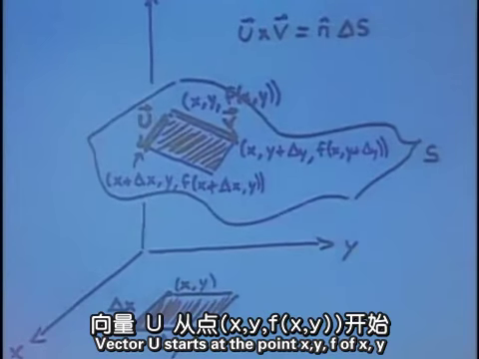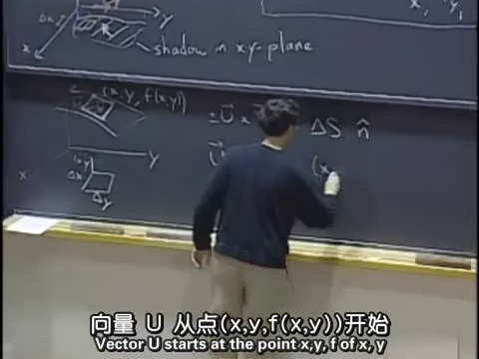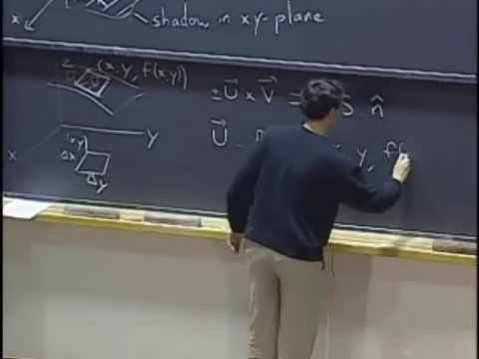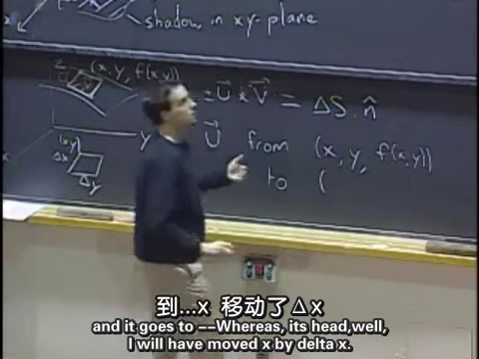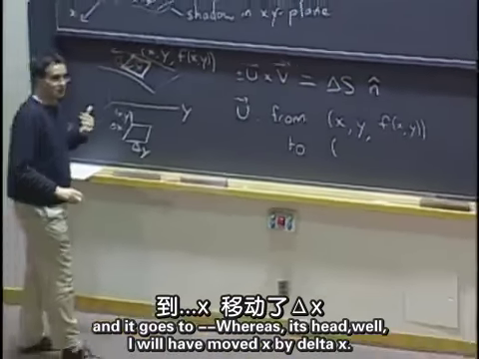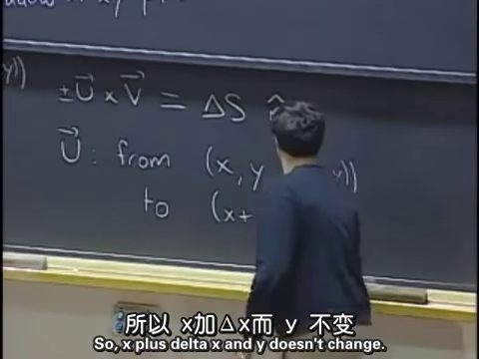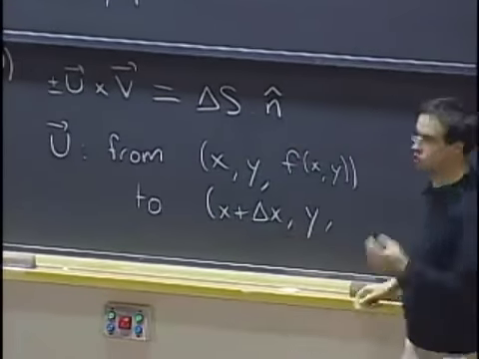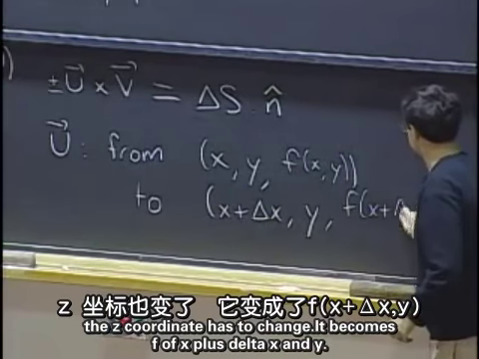So the vector u starts at the point x, y, f of x, y. And where is its head? Well, I'll have moved x by delta x, so x plus delta x. Y doesn't change. And of course, the z coordinate has to change. It becomes f of x plus delta x and y.